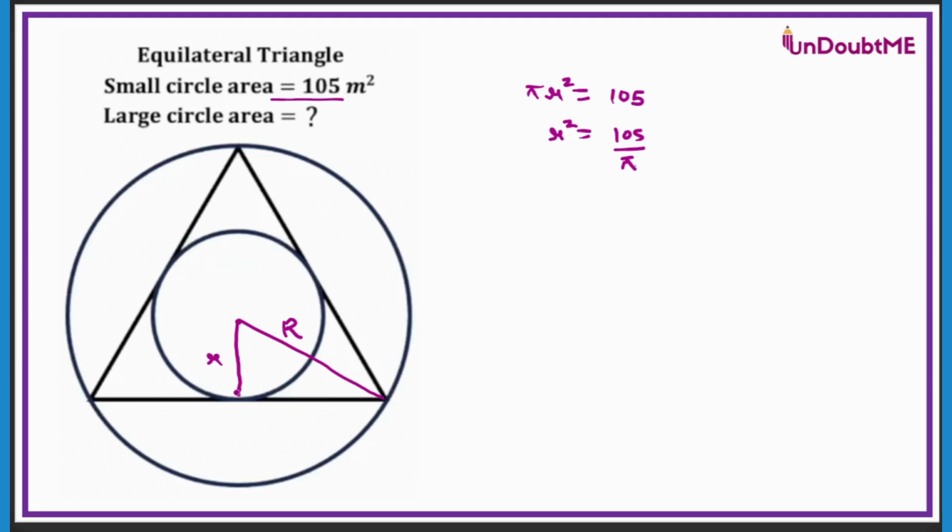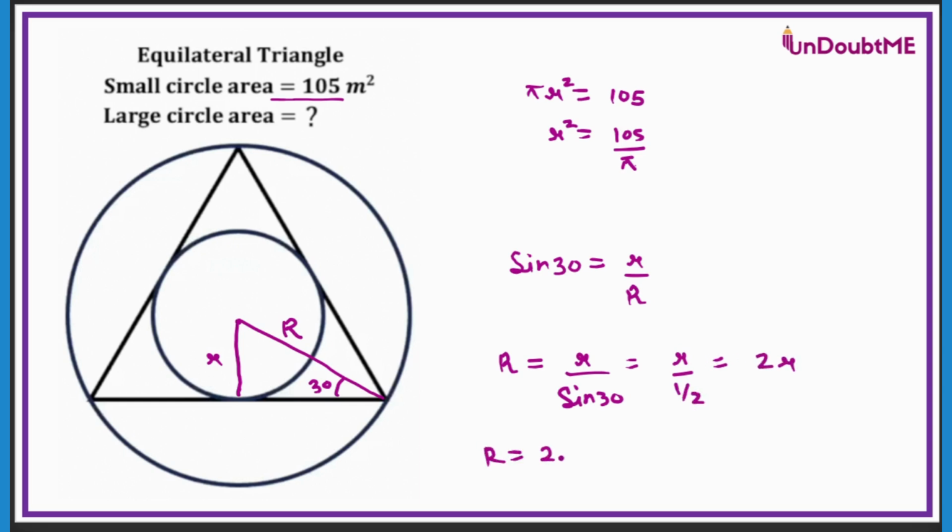Now here we have to use trigonometry because this is an equilateral triangle and because of the symmetry, this angle will be 30 degrees. The overall angle in an equilateral triangle is 60, so half of that will be 30. Using trigonometry, I can say that sine 30 is equal to r over R, and that will give me the value of R as r over sine 30. Sine 30 is half, so effectively it will be r over 1 by 2, and that will give me 2r. So from here I got R is equal to 2r.